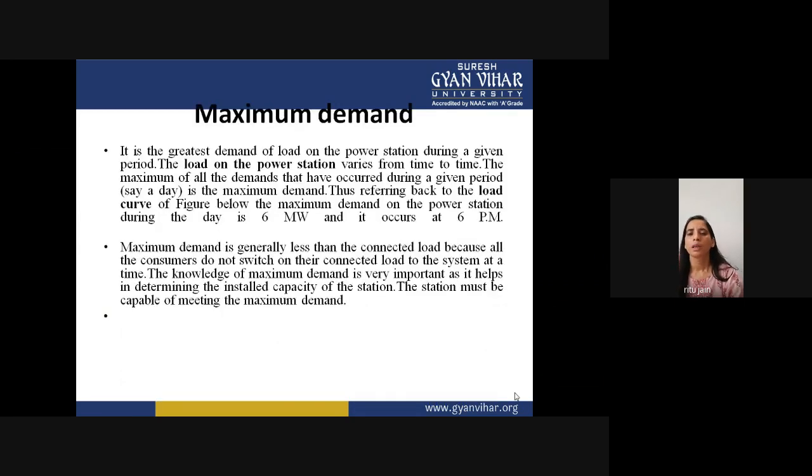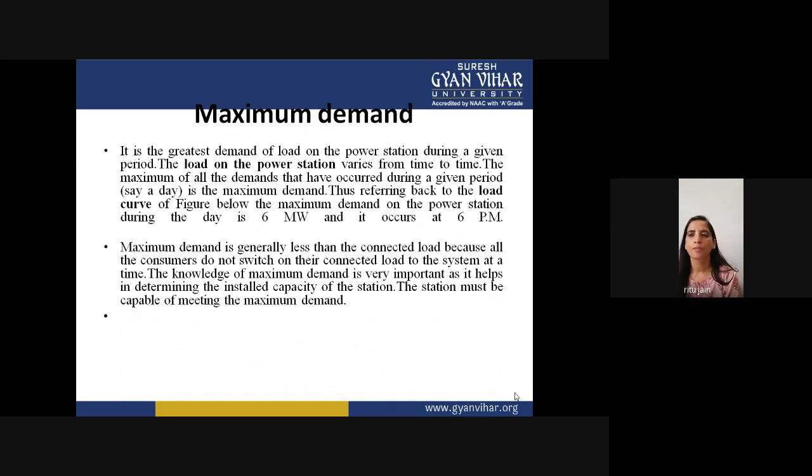Now, next we come to maximum demand. It is the greatest demand of load on the power station during a given period. The load on the power station varies from time to time. The maximum of all the demands that have occurred during a given period is the maximum demand.